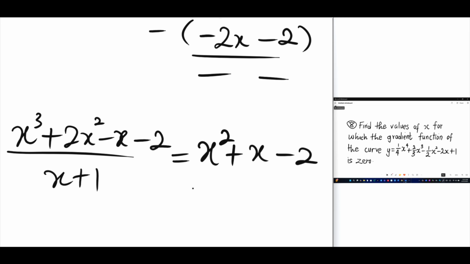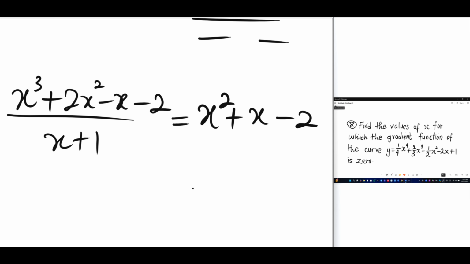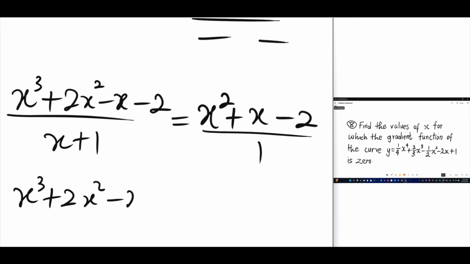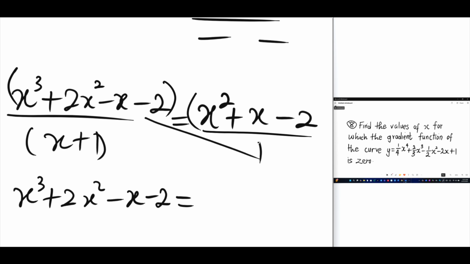There's no remainder, so there's no need for you to bring the remainder over the divisor again, because the remainder is 0, right? So when you cross multiply, see this over 1, you can say that x cubed plus 2x squared minus x minus 2 will be equal to, because this will multiply by 1, and this also multiply this.